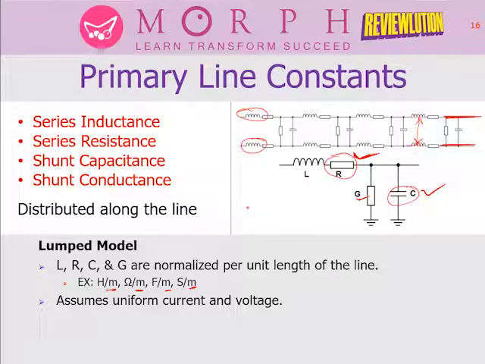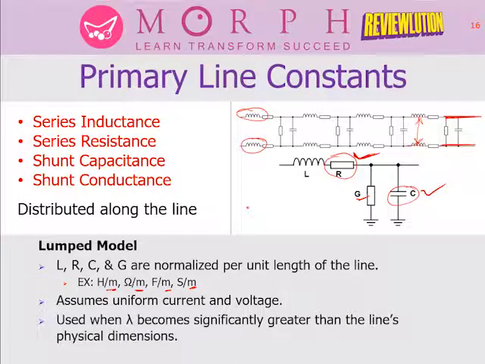And again, as I said earlier, we normally use this if the physical dimension of your transmission line is very small or short compared to the actual wavelength. So the lumped model is used when lambda becomes significantly greater, when your wavelength is much larger than the physical dimensions of your transmission line. On the other hand, if the dimensions of your transmission line are comparable to the length of the wavelength, then you may analyze it using the distributed model.